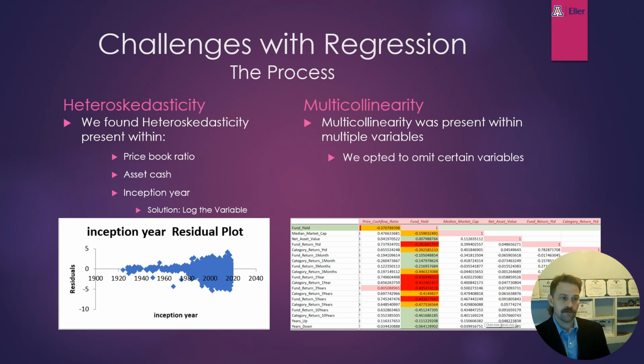We also did encounter multicollinearity, and in order to cure that, we opted to omit certain variables. We opted to omit variables that we thought were not very important for fund yield, for example, short-term 3 to 5 month return ratios. We decided to get rid of those simply because we're looking for long-term fund yields. We don't care about the day-to-day.